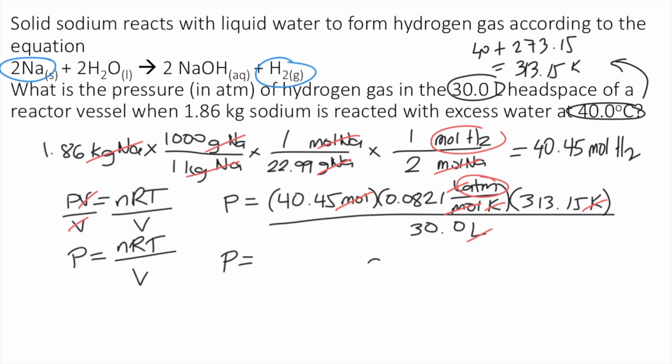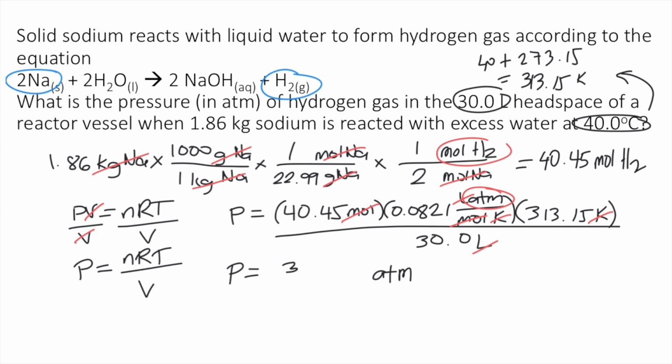Okay, so our answer is in atm. So all you have to do now is solve this. So 40.45 times 0.0821 times 313.15 divided by 30, and you should get approximately 34.7 atm. So the answer to this question is 34.7 atm.